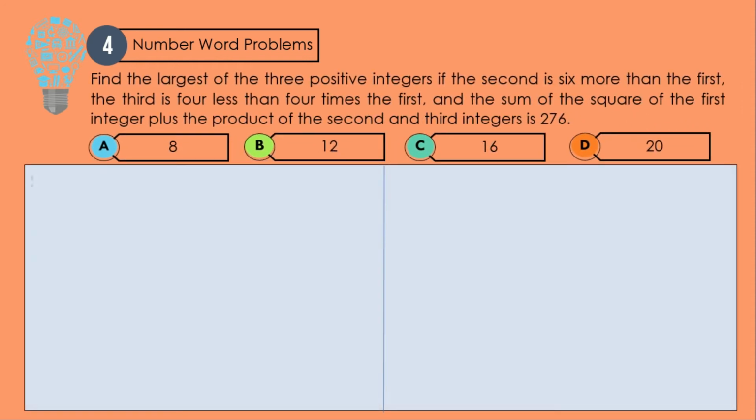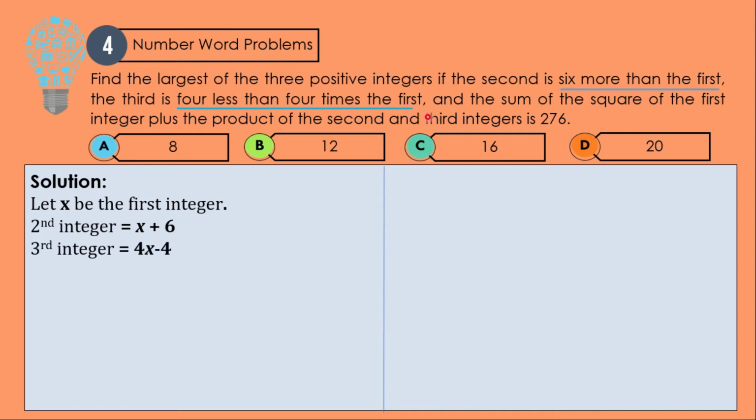To solve this problem, we'll assign x to an integer whose information was not given. Since we do have an information about the second and third integer, we'll assign x to the first integer. To create an expression for the second integer, let's add 6 to x based on the given statement we have above. And for the third integer, we'll multiply 4 to x and subtract 4 since the third is 4 less than 4 times the first. Notice the arrangement of the expression. Instead of writing 4 minus 4x, I wrote it as 4x minus 4. The arrangement in the expression plays a big factor in finding the correct answer. So try to deeply understand the problem first before creating expression.